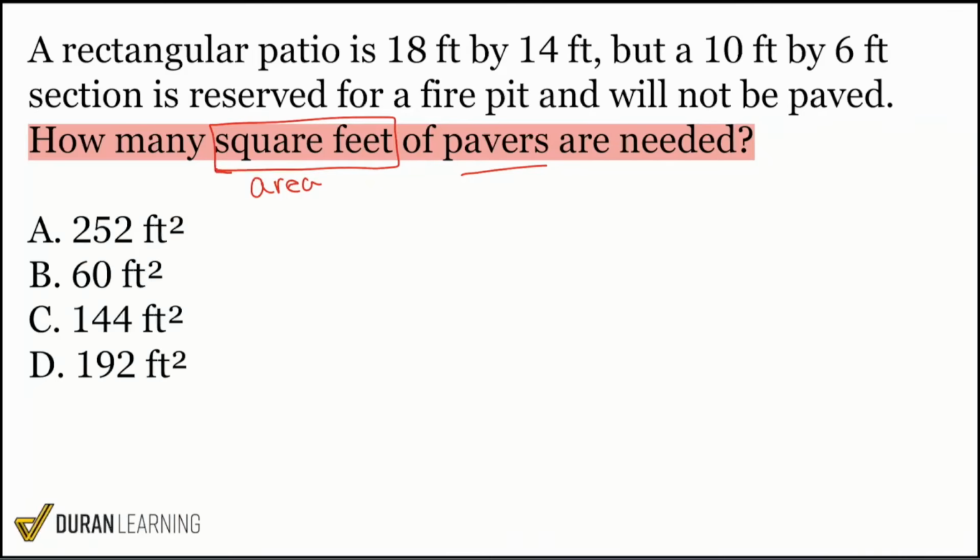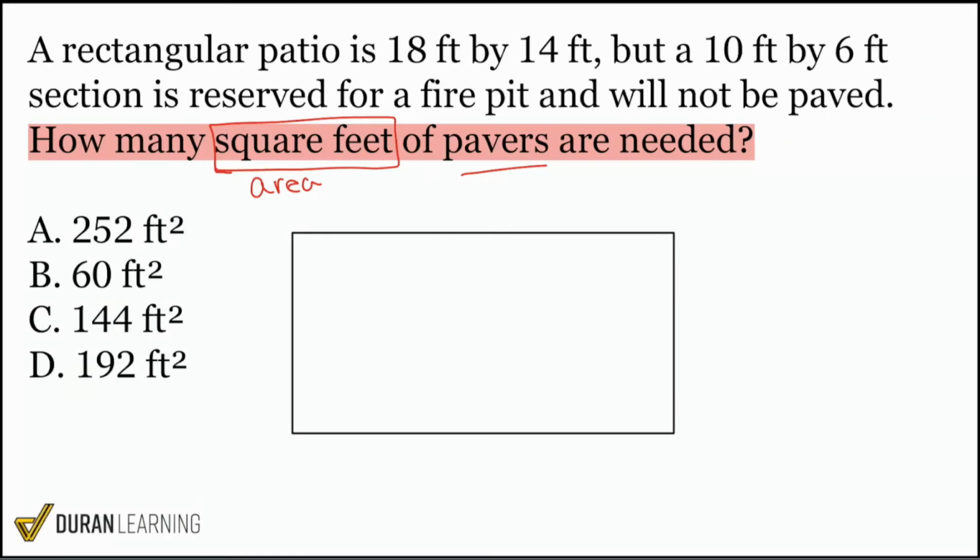So let's now take a look at the information and see how we're going to get the area, but be careful, only for the pavers. Here we go. A rectangular patio is 18 feet by 14 feet. So let's draw that out here. Here's my rectangular patio. So I have 18 feet by 14 feet. And then it says, but a 10 by 6 foot section is reserved for a fire pit and will not be paved.